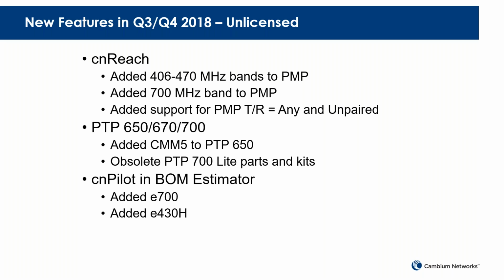We also added CMM5 to PTP 650. And then we obsoleted some PTP 700 light parts and kits, and it's now a little bit easier to plan with 700 since there are fewer parts and kits. We also added CN Pilot in the BOM estimator.